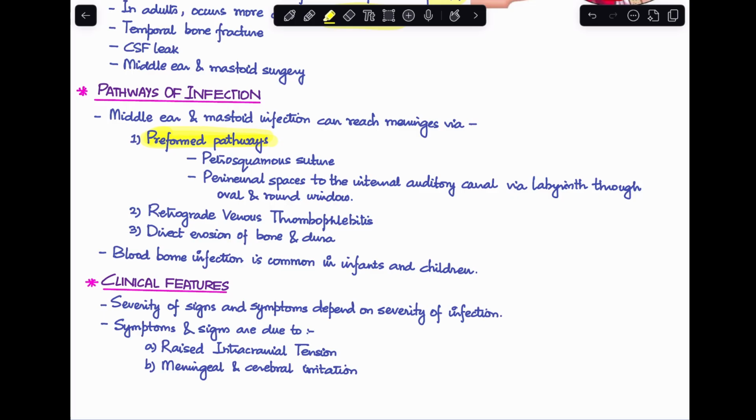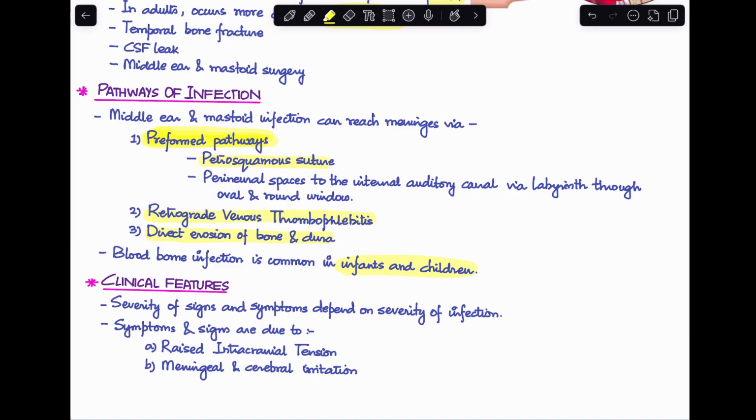So amongst preformed pathways, some examples are petrosquamous suture and perineural space to the internal auditory canal via the labyrinth through oval and round window. Second pathway is retrograde venous thrombophlebitis, and third is direct erosion of the bone and dura. In infants and children, blood-borne infection has been seen to be the most common pathway of infection.